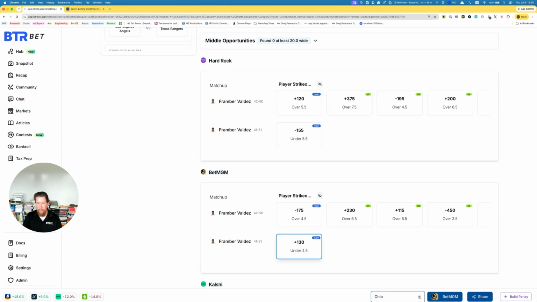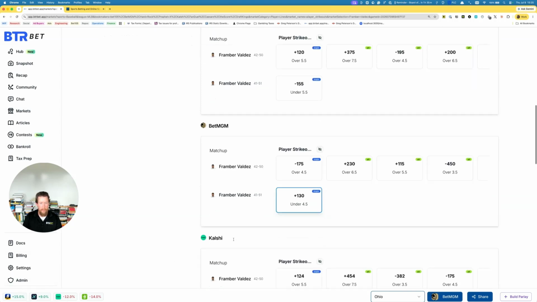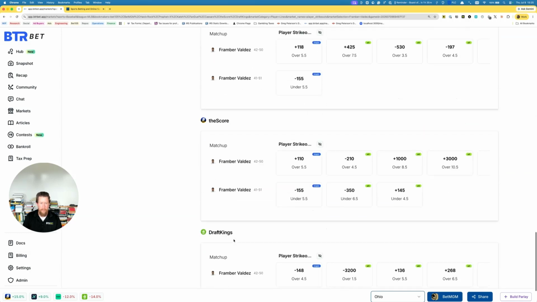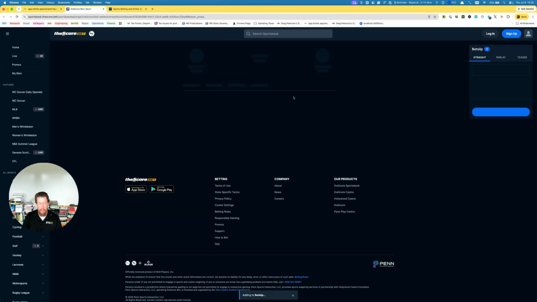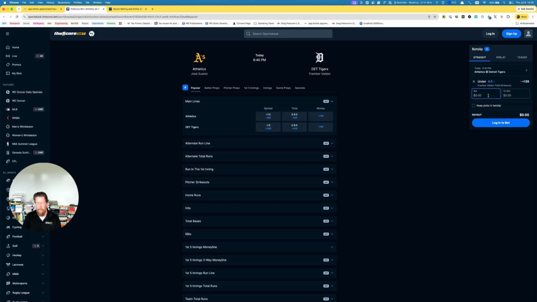So I'm in Ohio. Select Ohio. Oh, hey. Looks like theScore has this at much better. Let's go check it out. theScore, oh yeah, under 4.5 on the alt line. Well, we'll do that instead. All right, so I'll just go bet this. It goes right into my slip. I put in my amount there, and I'll bet it.